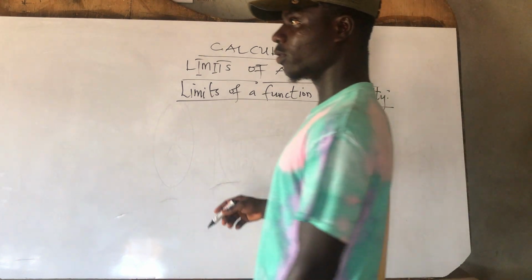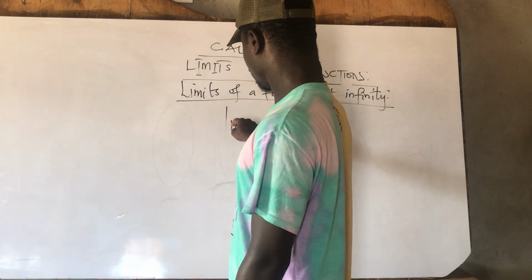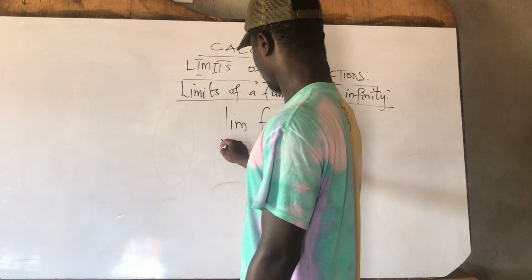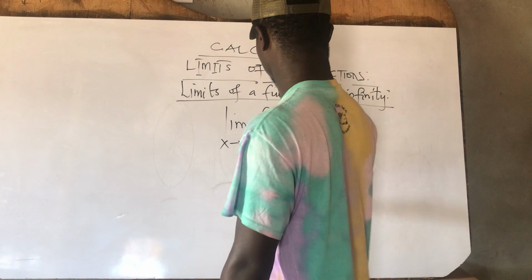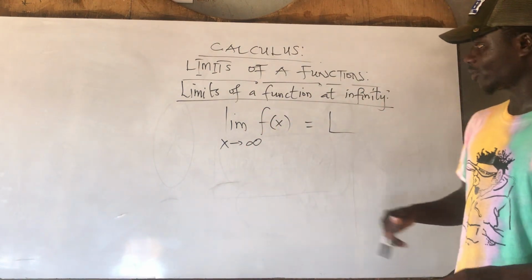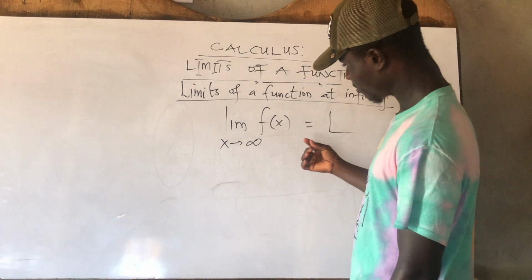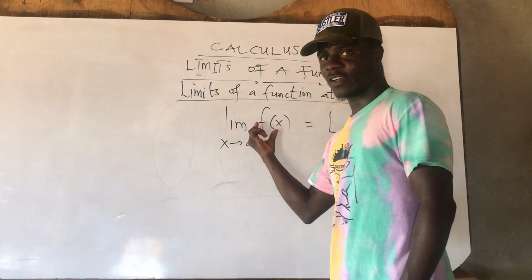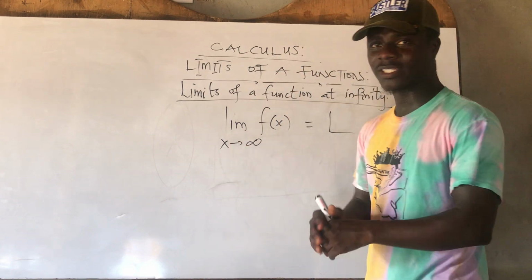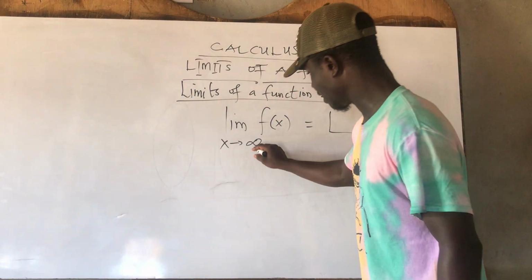Alright, so let's continue. Let's see the limit of f of x as x approaches infinity. What will be the limiting value of that? Now, this one we are talking of what? The function f of x. The limit. Find the limit as x approaches a larger number.